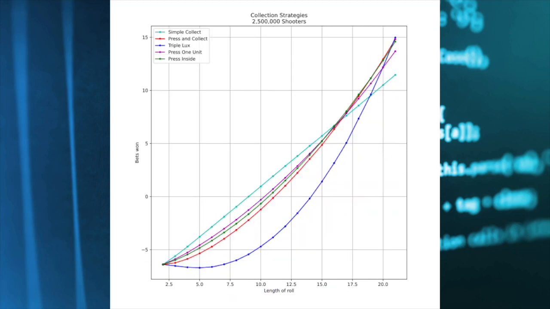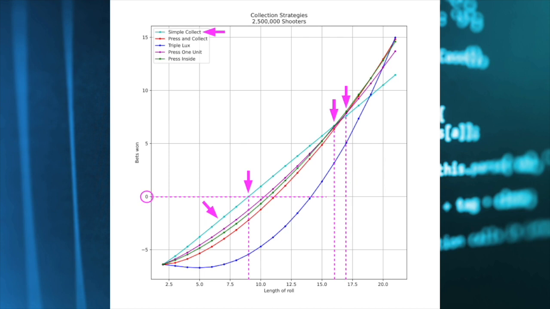Here we zoomed in and are looking at just the first 21 rolls. It's a very different picture now. Simple Collect gets to the break even fastest, at roll 9 on average, and outpaces all of the other strategies all the way up past roll 16. Remember that 90% of your rolls are 17 tosses or less.